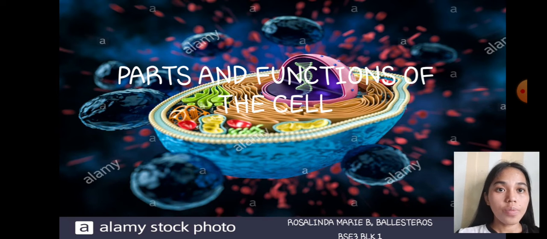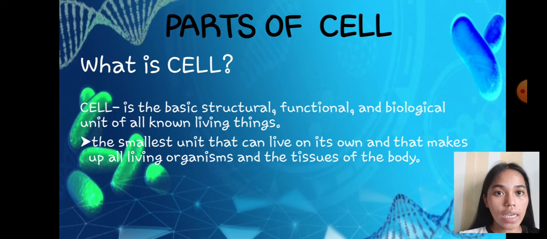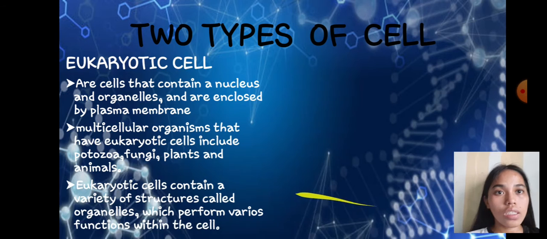First, what is a cell? A cell is the basic structural, functional, and biological unit of all living things. The smallest unit that can live on its own and that makes up living organisms and the tissues of the body. Next, cells have two types: eukaryotic cell and prokaryotic cell.